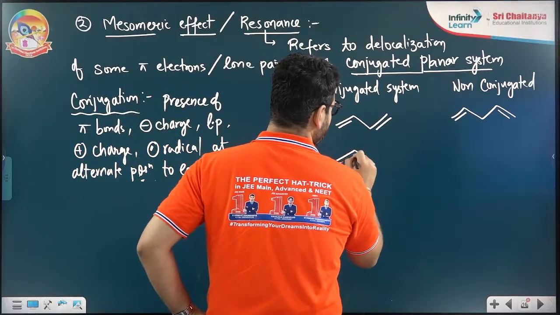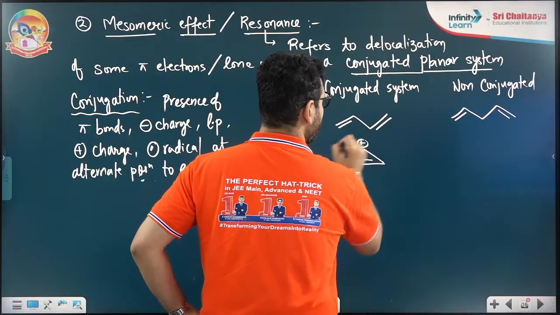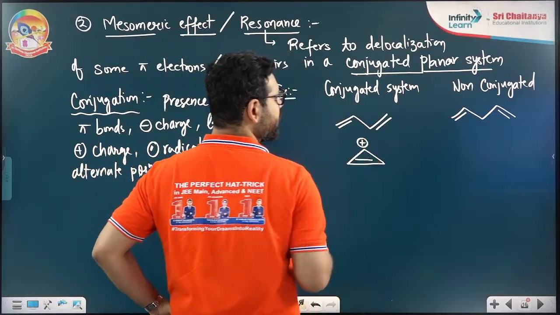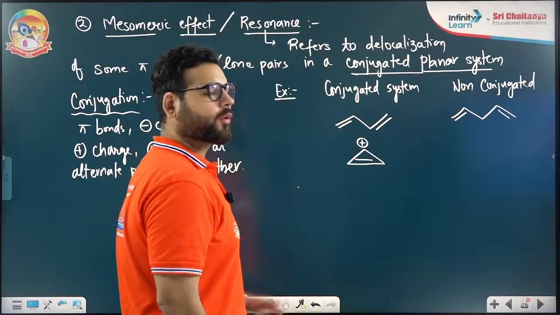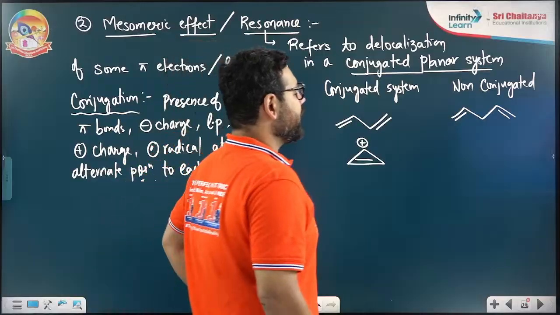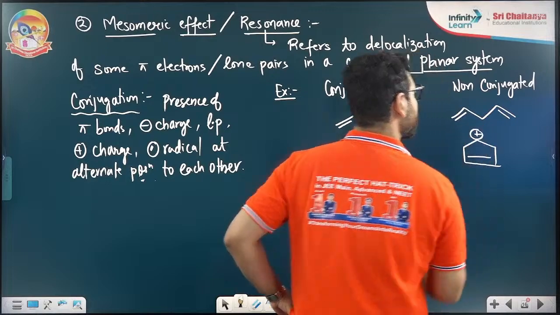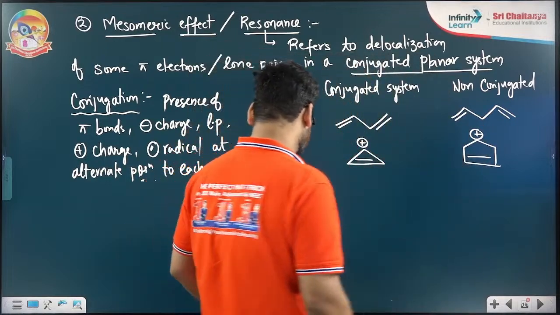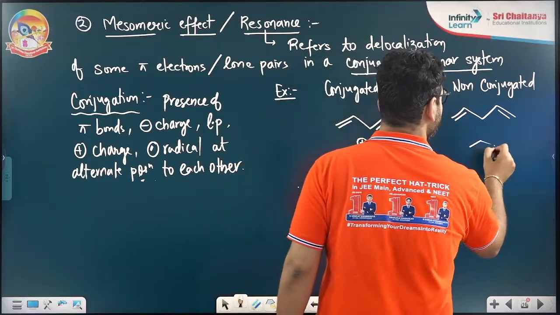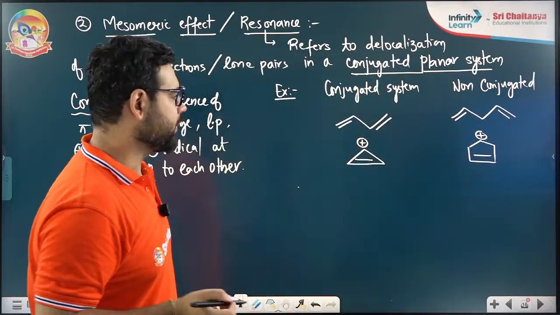Let's take pi, nothing, plus. You can look at this one. This is a conjugated system. We can see that the pi bond and the positive charge are alternate to each other. Pi, nothing, plus. From this side or this side you can see pi, nothing, plus. Pi, sigma, plus also you can say. Whereas a non-conjugated structure would be something like this: pi, nothing, nothing. So plus is not in conjugation with the pi bond here.